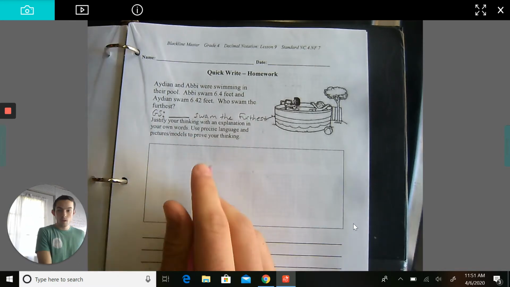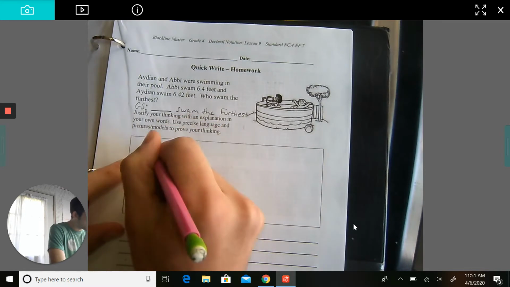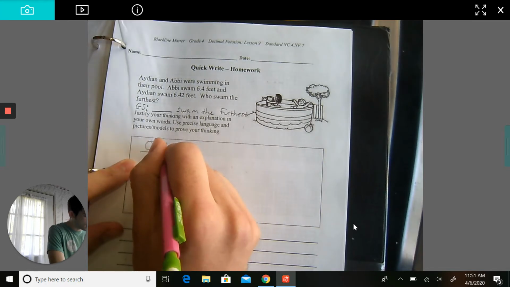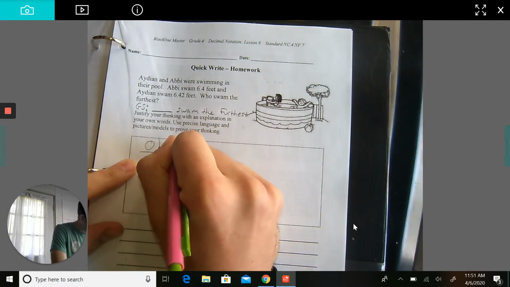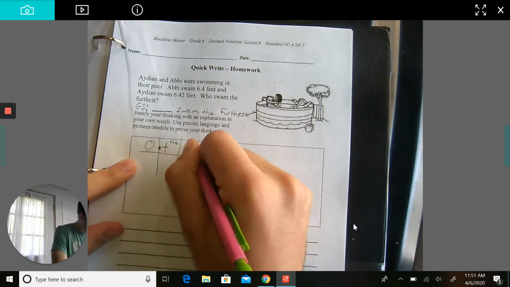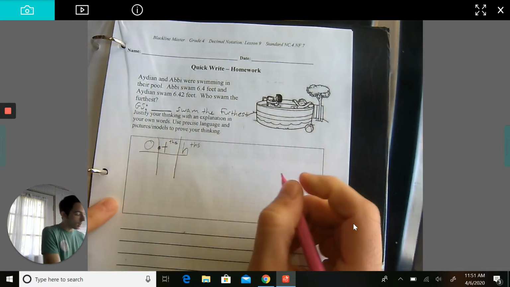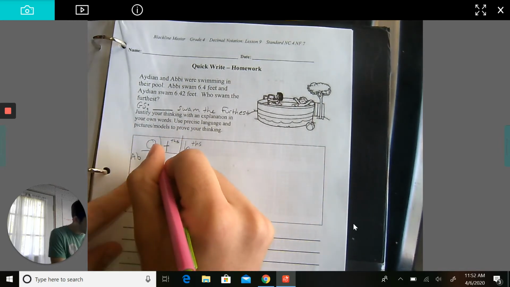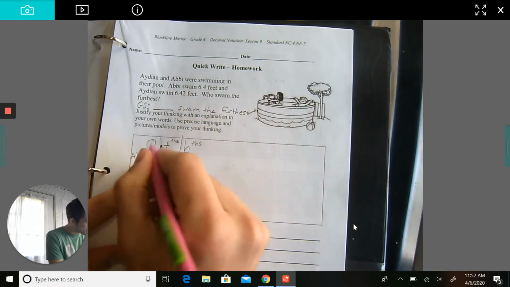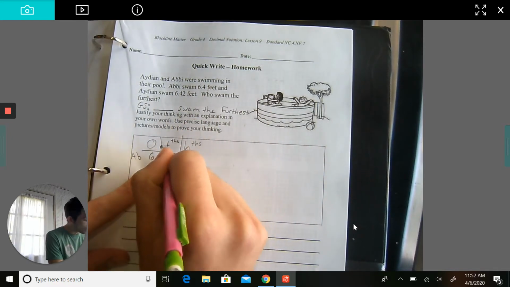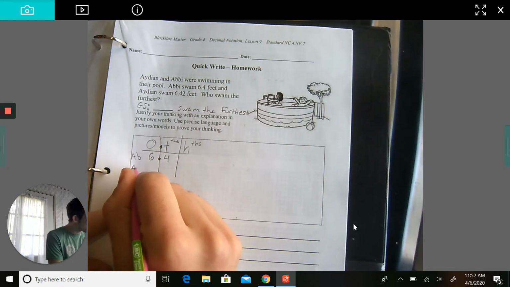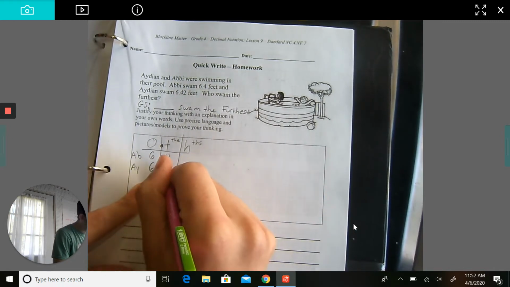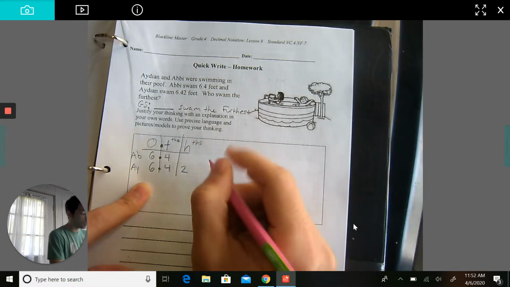Okay, so what everybody definitely wants to start off with is a place value chart. You have your ones, decimal, tenths, T, H, and then hundredths, lowercase h, THS. Okay? Here in the first, we'll say Abby, AB. Abby swam how much? Go back in the text, you see 6.4 feet. Aiden can be abbreviated as AY, and he swam 6.42 feet. So who swam the furthest?